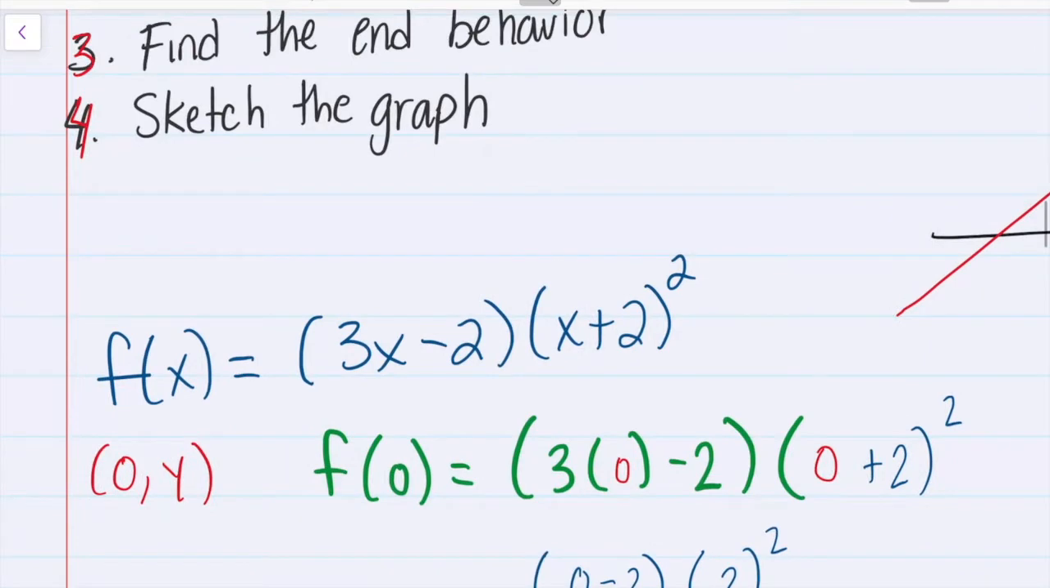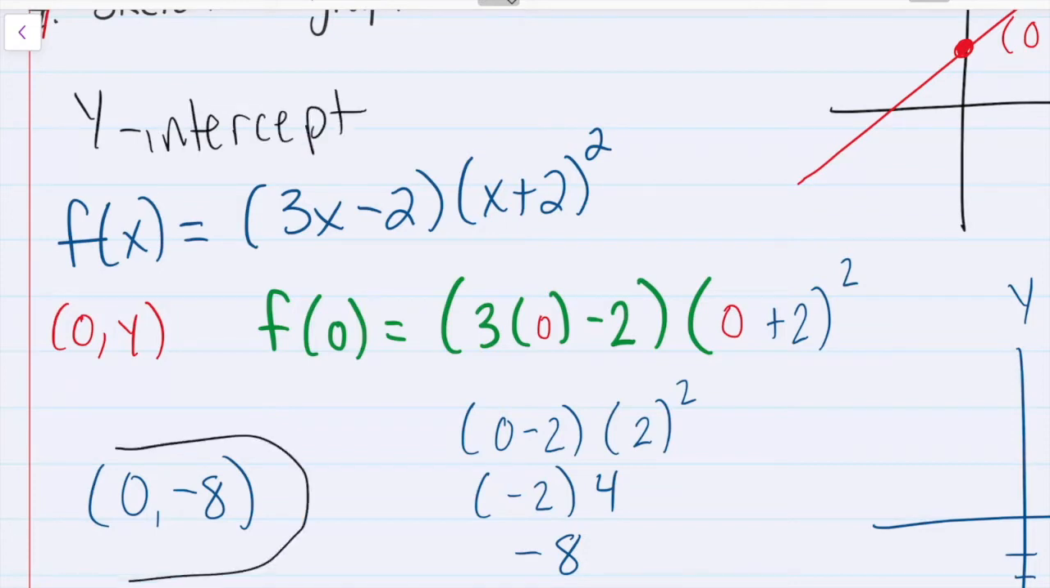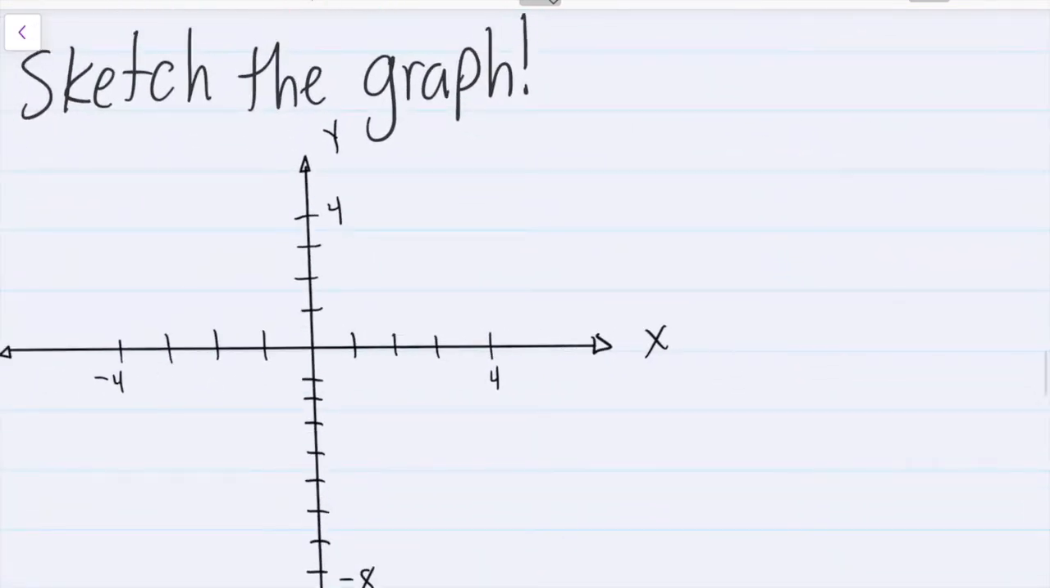The first section we talked about the y-intercept. Let me just write y-intercept here. And the y-intercept ended up being (0, -8). So when I go at (0, -8), that is my y-intercept. That is where the graph is going to cross on the y. So that was step number 1.